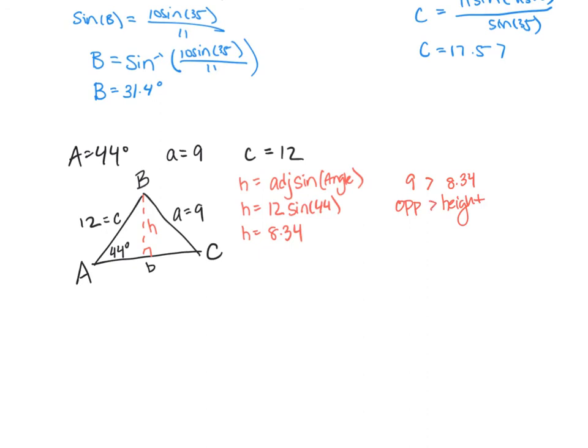We know we're going to have at least one solution. So now we're going to continue and compare our opposite side to our adjacent side. Our opposite side is 9 and our adjacent side is 12. So our adjacent side is actually larger than our opposite side. So when the opposite side is greater than the height but smaller than the adjacent side, this is going to be a two-solution problem, meaning that there are two separate triangles that you can create from this given information.